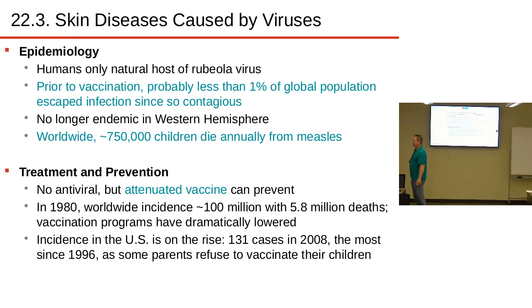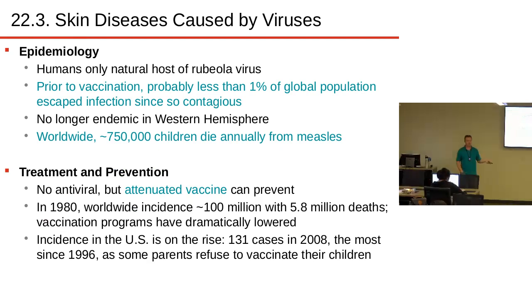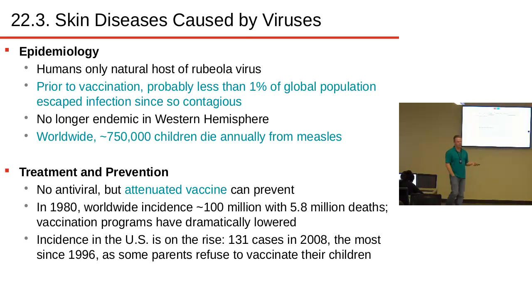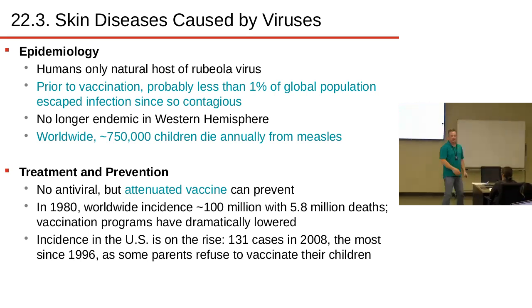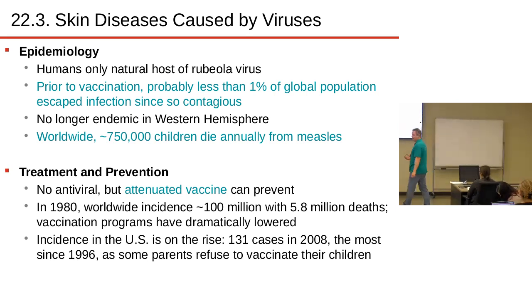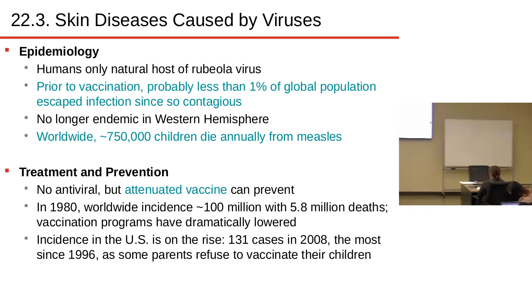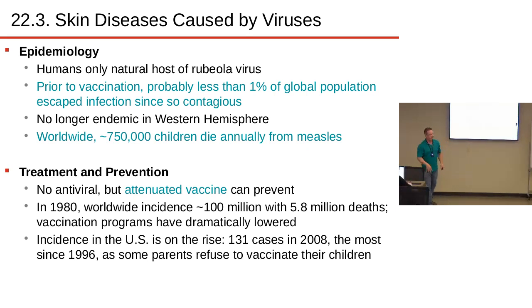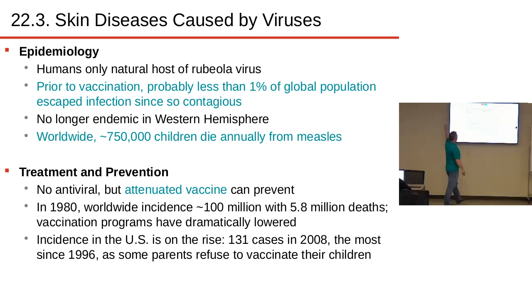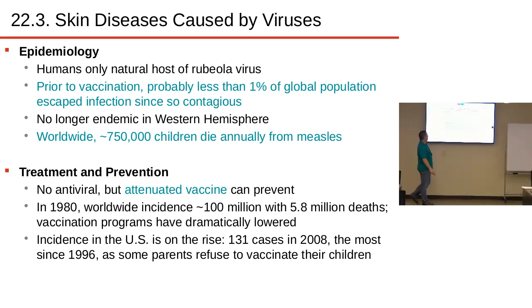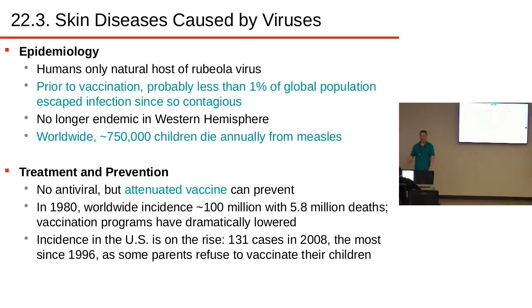So epidemiology, again, humans are the only natural host. So again, why we have been so successful with the vaccine strategy. If we can vaccinate people to the point where they never get the disease, then there's no chance the disease can actually spread. So we're only harboring it in those individuals that do not get the vaccine. Prior to vaccine, probably less than 1% of the global population escaped infection because it was so contagious, just like chickenpox. You just got it.